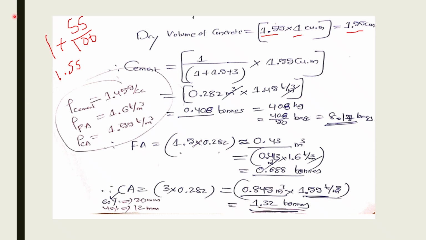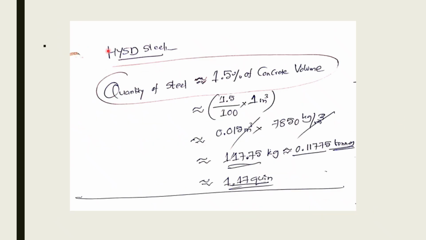In the next slide, we have to find the quantity of steel bars. HYSD steel. What is HYSD? High yield strength deformed steel. As already given in the first slide, the quantity of steel is 1.5% of the concrete volume. 1.5 divided by 100, where 1 is the concrete volume. So how much do we get? 0.015. Multiply 0.015 with 7850.